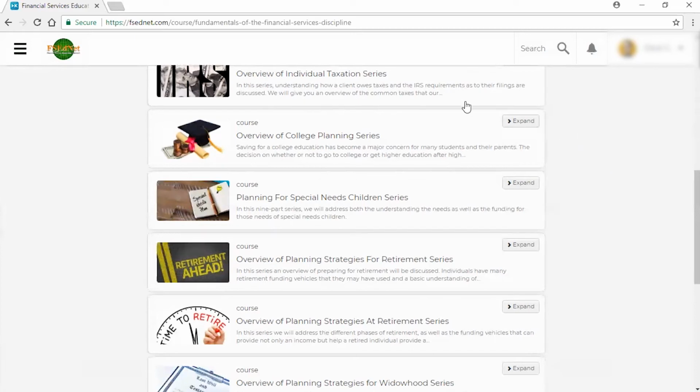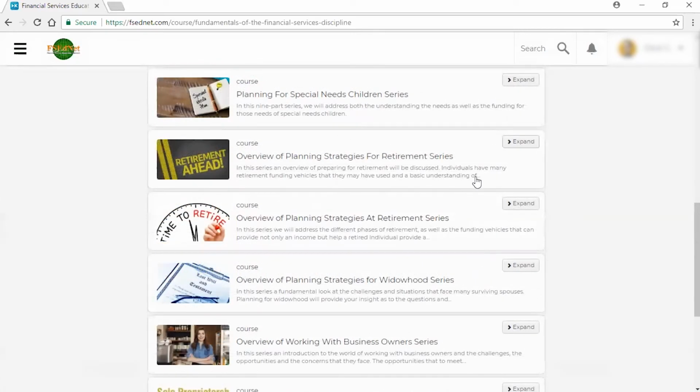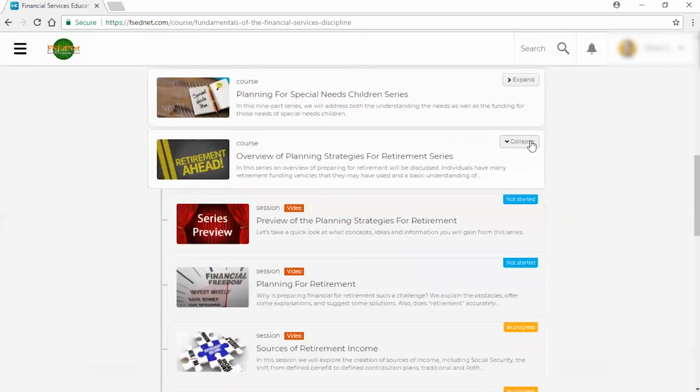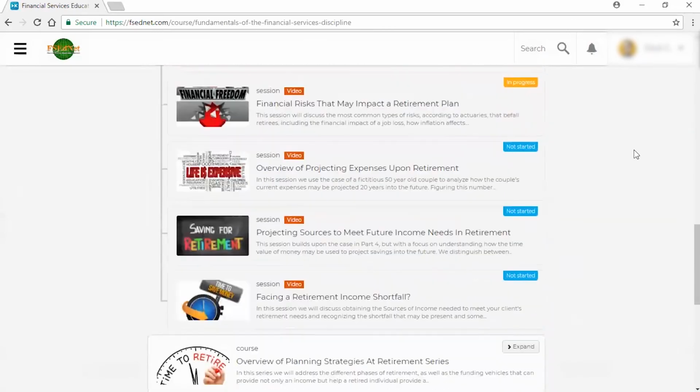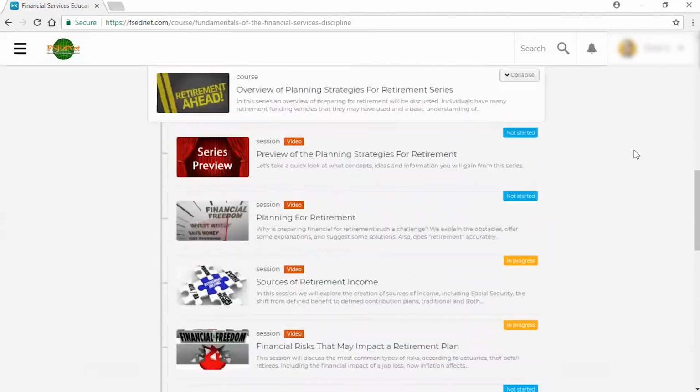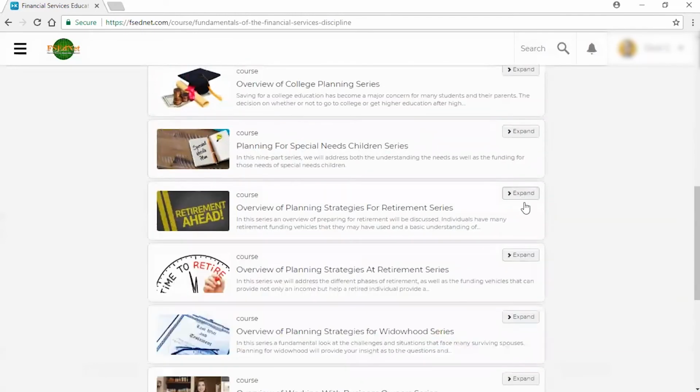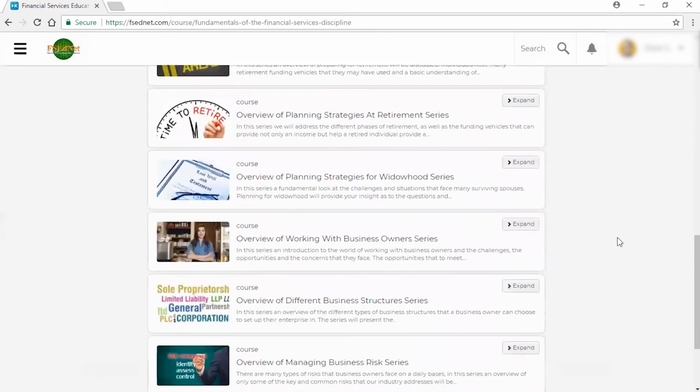Understanding Individual Income Tax Series. Planning Strategies for Retirement Series, which is focused on pre-retirees ages 50 to 65 as they prepare for retirement. This is followed by our series on planning strategies at retirement, preparing so retirees won't run out of money and won't be left alone. Also, the final stage of retirement, Planning for Widowhood series.